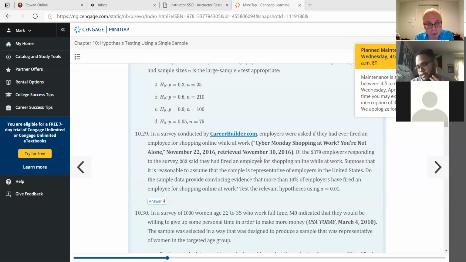Now, what other information are you given? You're given the null and alternative here. You say, well, there's no null hypothesis. Well, it's implied, because they do give you the alternative hypothesis, which is the claim. The claim is more than 10% of employers have fired an employee for shopping online during work. Is there convincing evidence of that? That is the alternative hypothesis. That's the claim. You see?